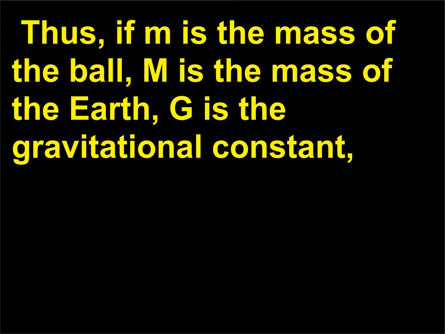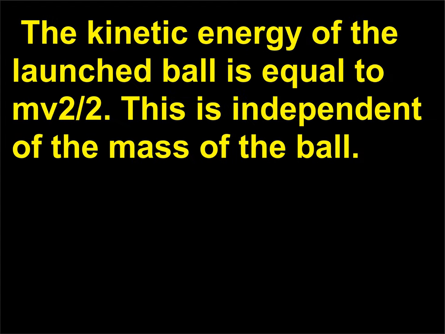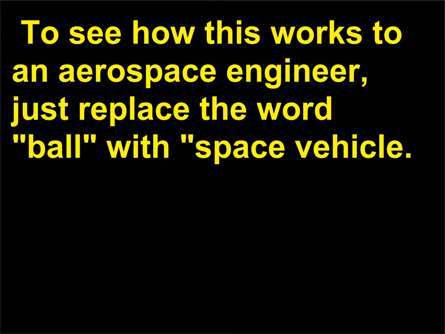Thus, if m is the mass of the ball, M is the mass of the Earth, G is the gravitational constant, v is the velocity, and r is the radius of the Earth, then the potential energy is equal to GMm/r. The kinetic energy of the launched ball is equal to mv²/2. This is independent of the mass of the ball. To see how this works to an aerospace engineer, just replace the word ball with space vehicle.